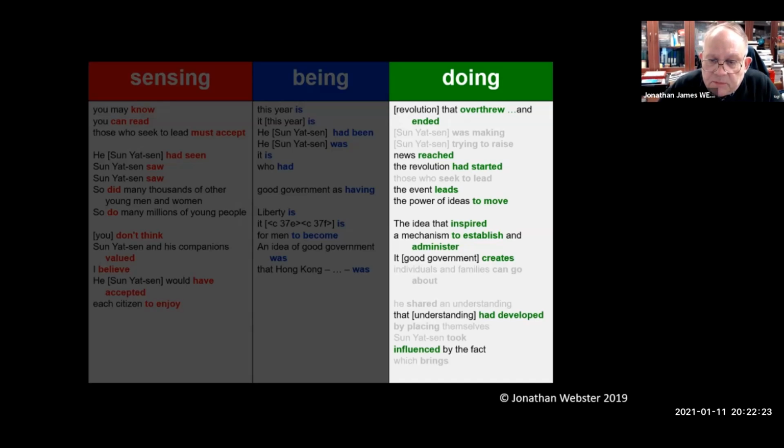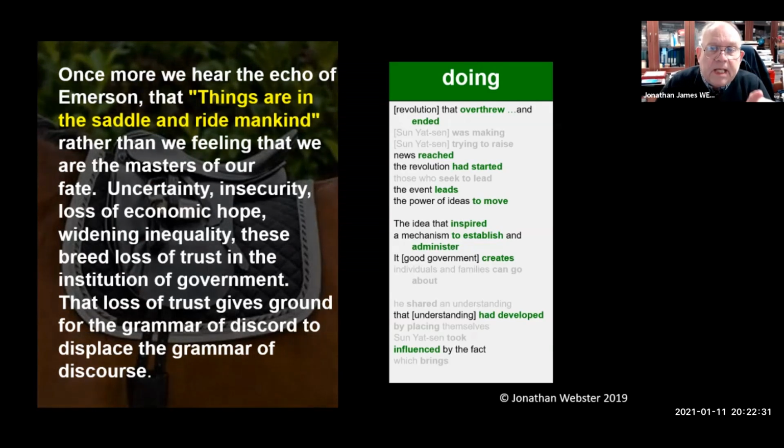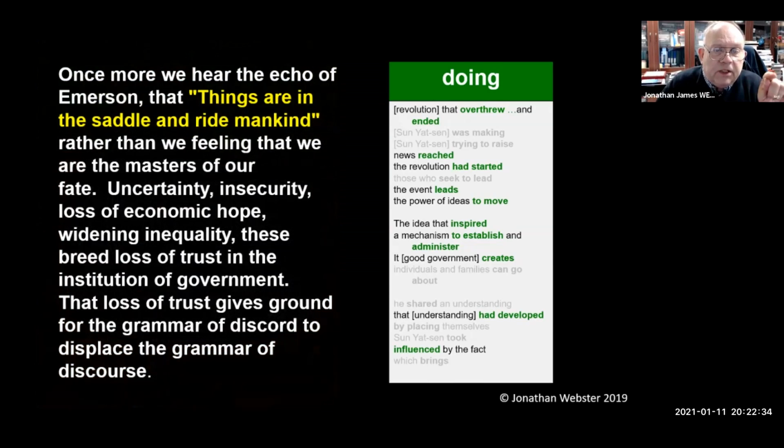And that seems to be really quite predominant in his speaking. But notice something. He says this. Once more we hear the echo of Emerson. This is Donald Tsang: "Things are in the saddle and ride mankind. Rather than we feeling that we are the masters of our fate, uncertainty, insecurity, loss of economic hope, widening inequality, these breed loss of trust in the institution of government. That loss of trust gives ground for the grammar of discord to displace the grammar of discourse."